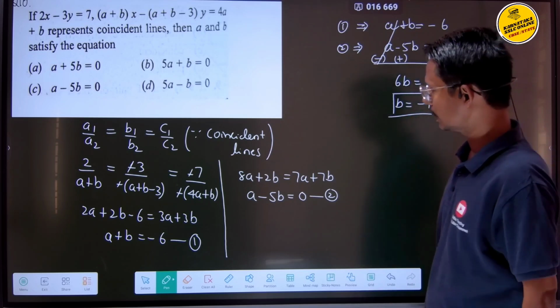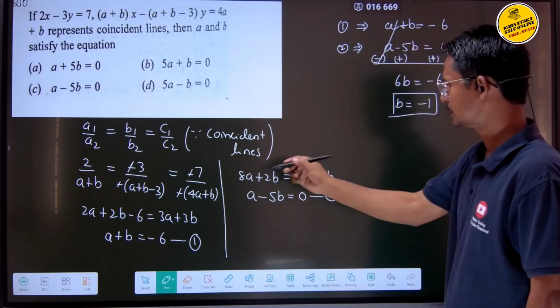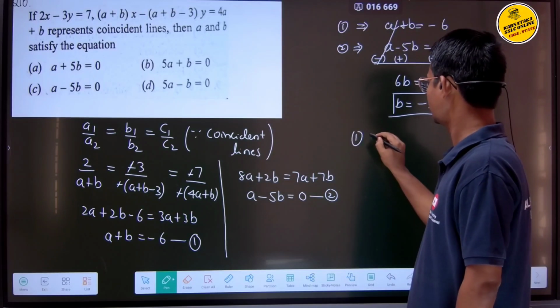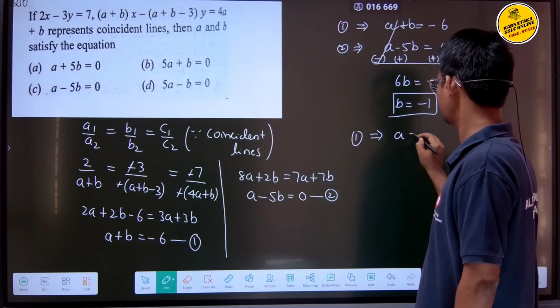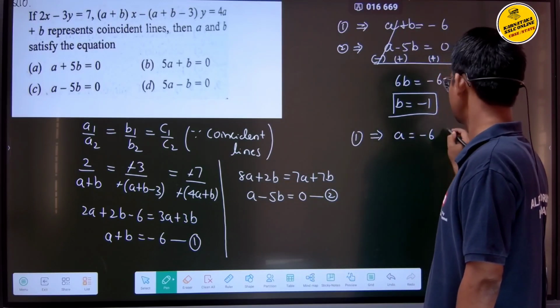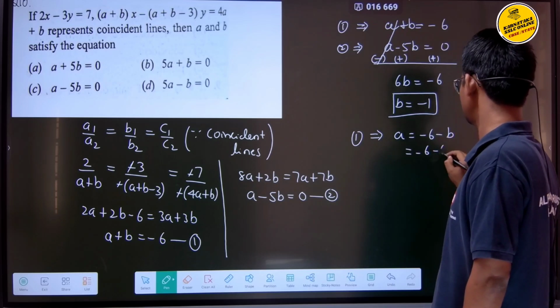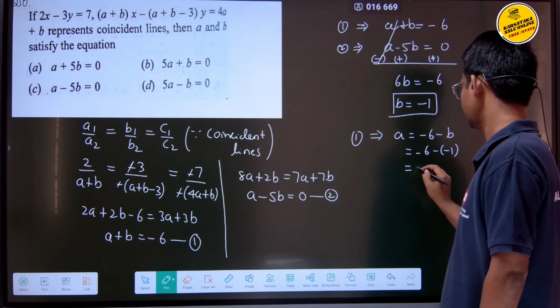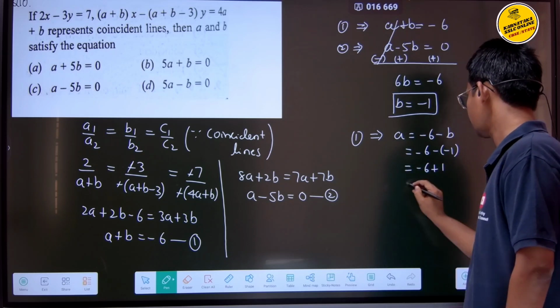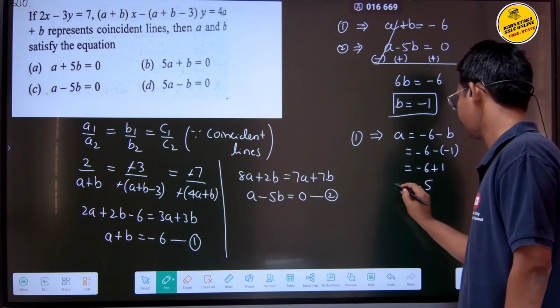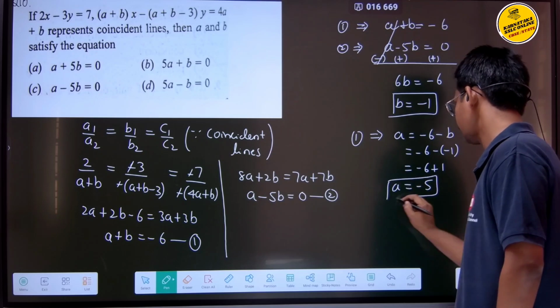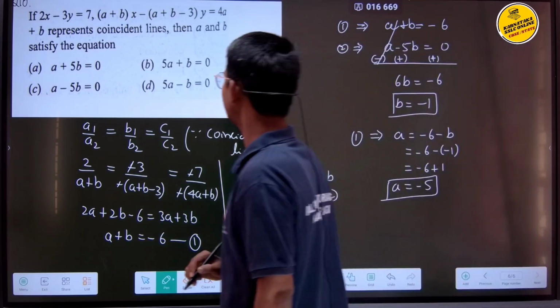Now I'll get the a value, so I'll use equation 1. From equation 1, a will be minus 6 minus b. So minus 6 minus the b value, minus 1, which is minus 6 plus 1. So the a value is minus 5. The a value is minus 5 and the b value is minus 1.